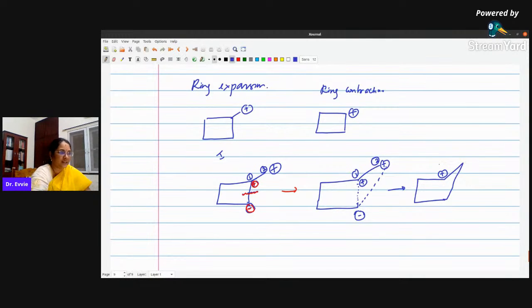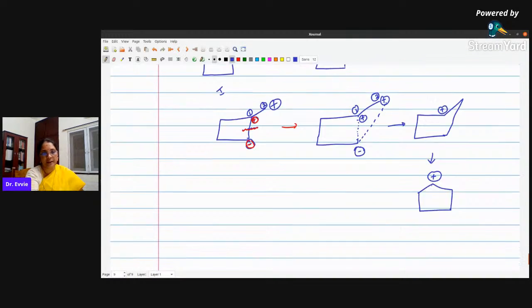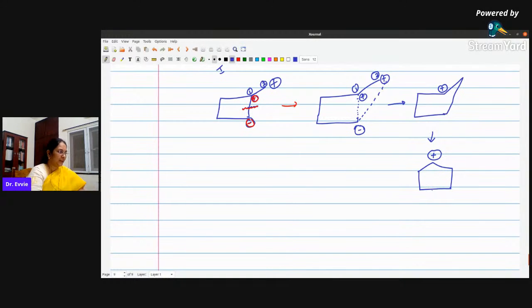So we can write this one. It looks very odd, so we will make it to our convenience. It's a 5-membered ring. We will make it like this. So this is how a ring expansion happens. Whenever there's a chance like this, you have to do a ring expansion. Sometimes you'll see in the product there's nothing like this, so please see what kind of ring it is and whether it can undergo expansion.